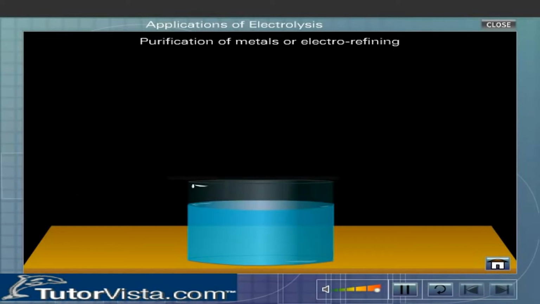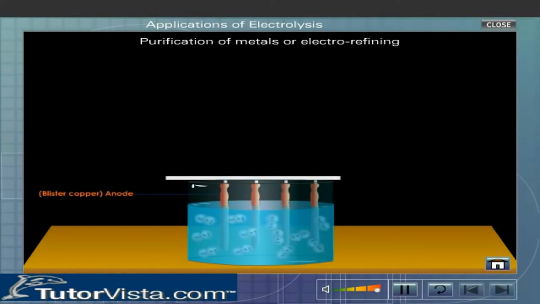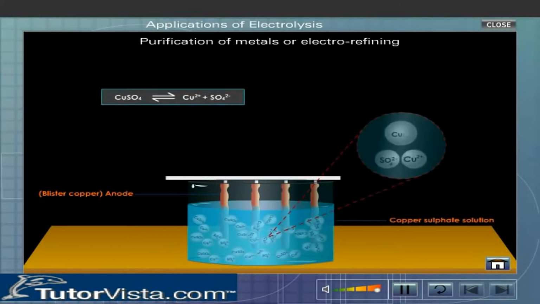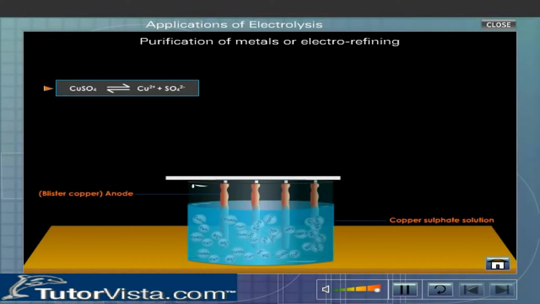In an electrolytic cell, rods of blister copper are used as the anode. An acid solution of copper sulfate is used as the electrolyte. Thin sheets of pure copper are used as the cathodes.